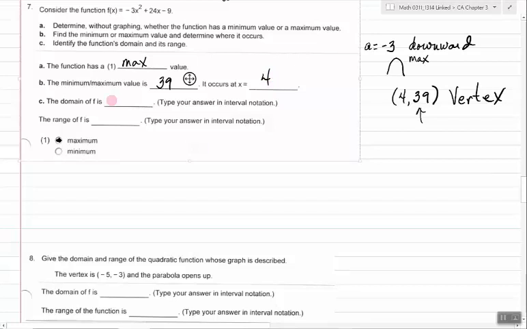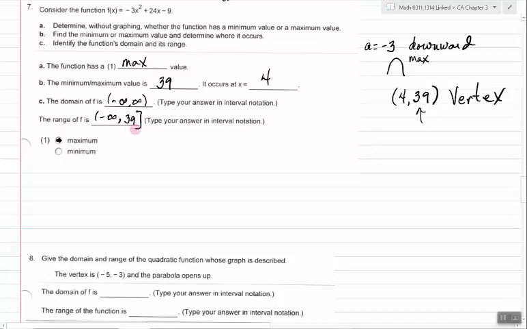The domain is, again, negative infinity to positive infinity. The range: now this time, remember, it's the bottommost y to the topmost y. The bottommost y is negative infinity, and then it hits a maximum at 39. And that is a bracket.